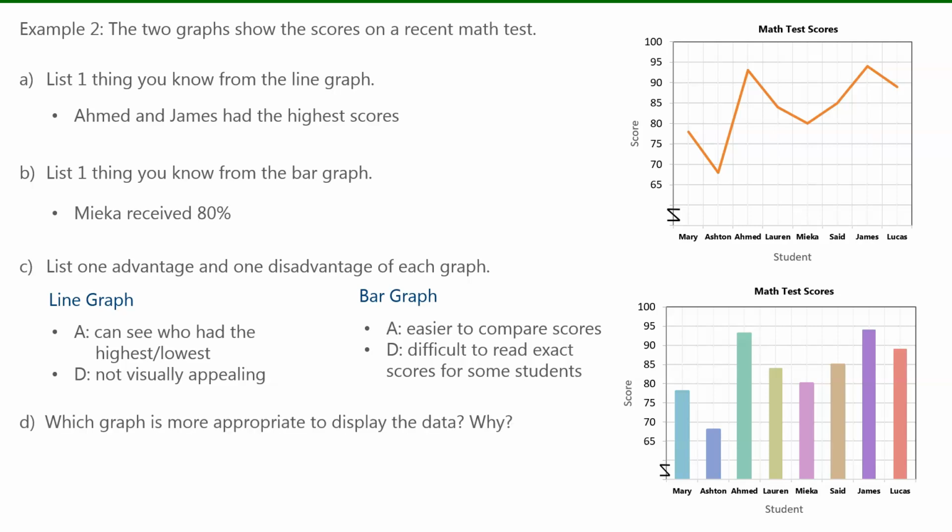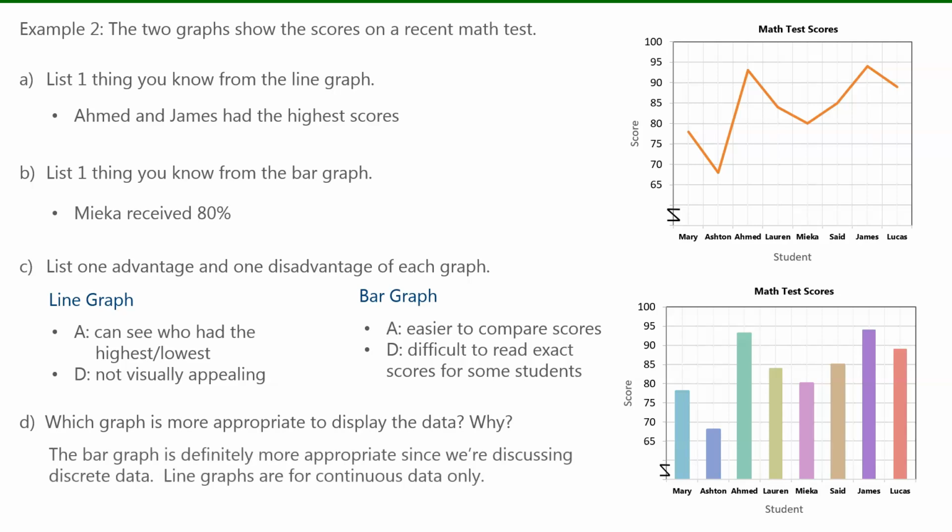Which graph is more appropriate to display the data and why? The bar graph is definitely more appropriate since we're discussing discrete data. A line graph is not a suitable graph for this sort of data because line graphs are for continuous data only. So a line graph is definitely not the appropriate graph to choose in this case.